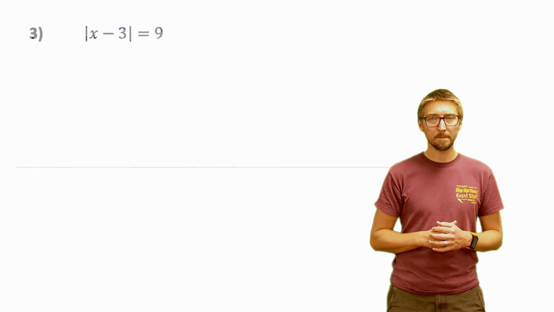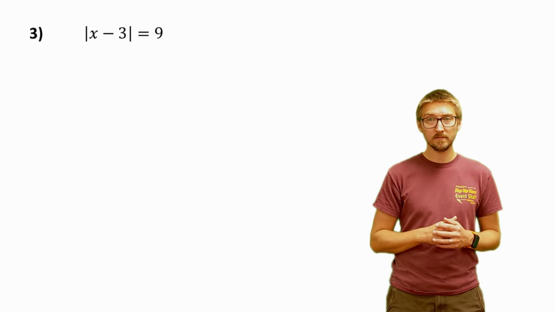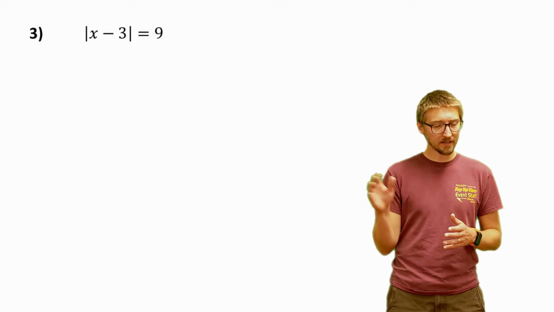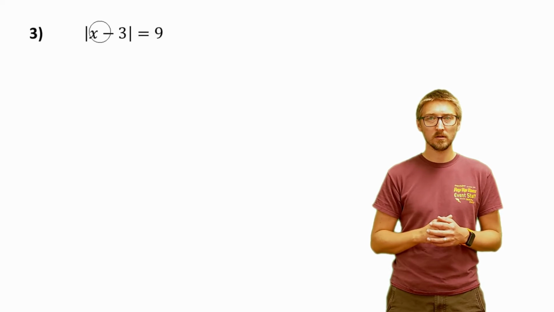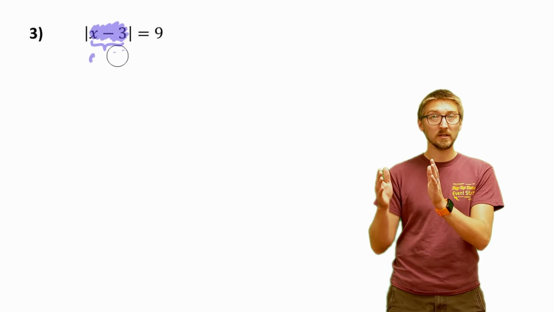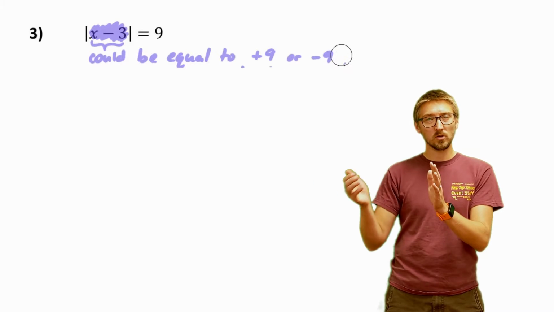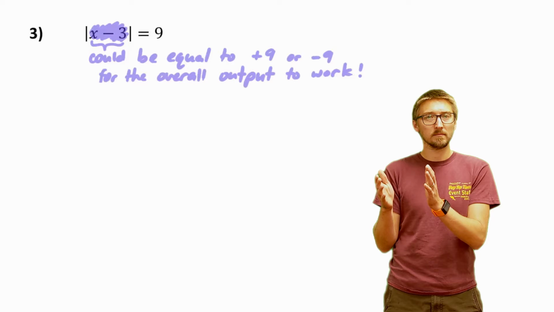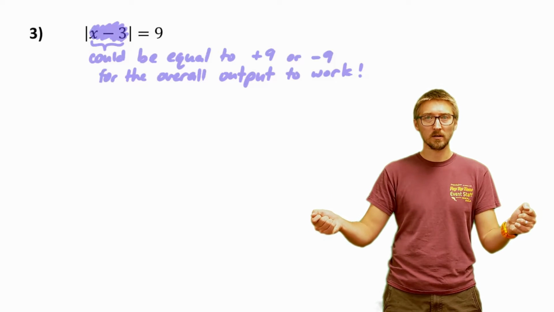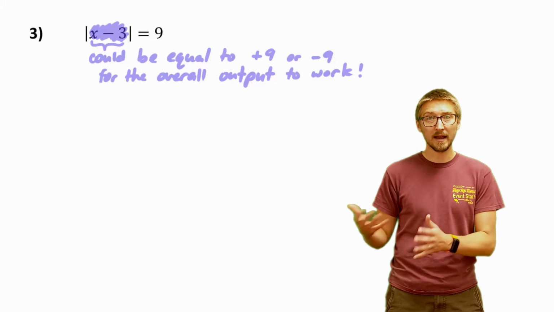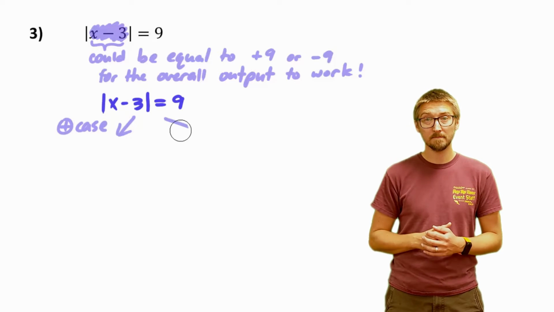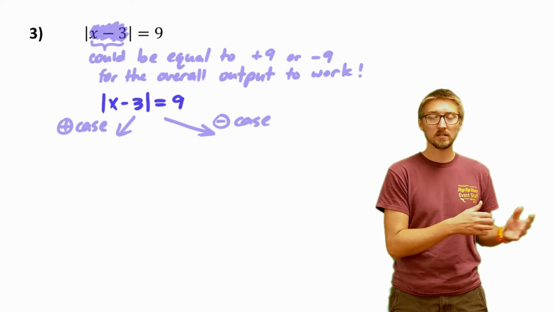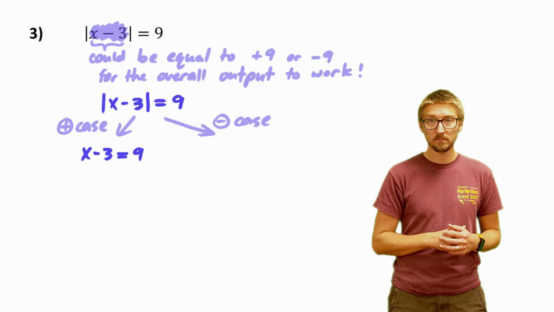Let's try number 3. For this problem, I have the absolute value of x minus 3, and that's equal to 9. So again, kind of scribble that x minus 3 out. Something in there just needs to be equal to 9 as an output. So the something in there could be 9, or it could be negative 9. This is our branching logic. So the positive case would say x minus 3 could be positive 9, and then the negative case says x minus 3 could be equal to negative 9.